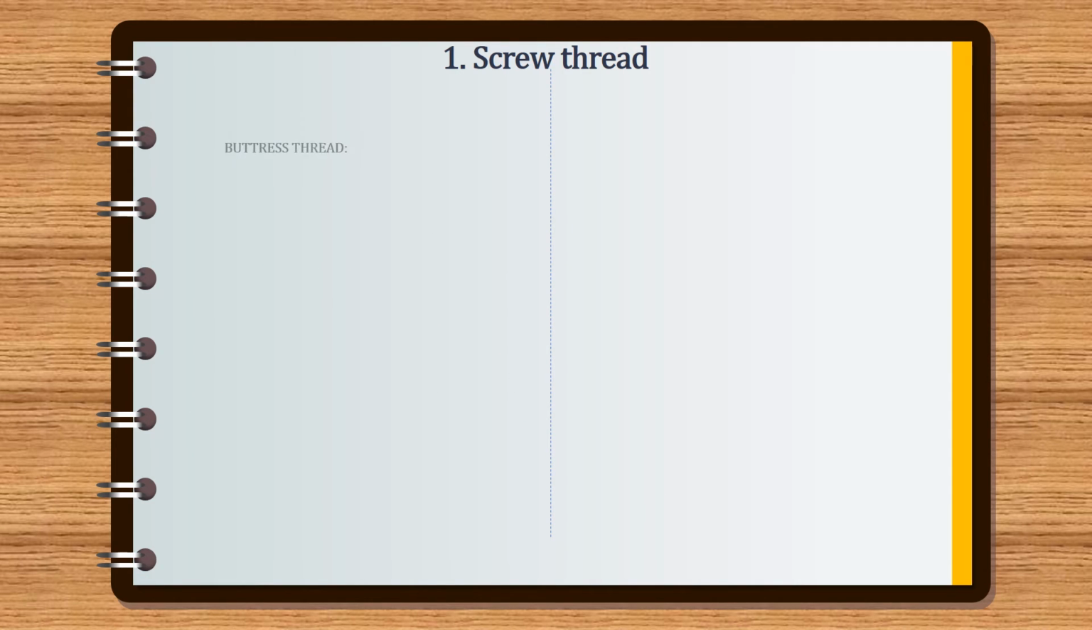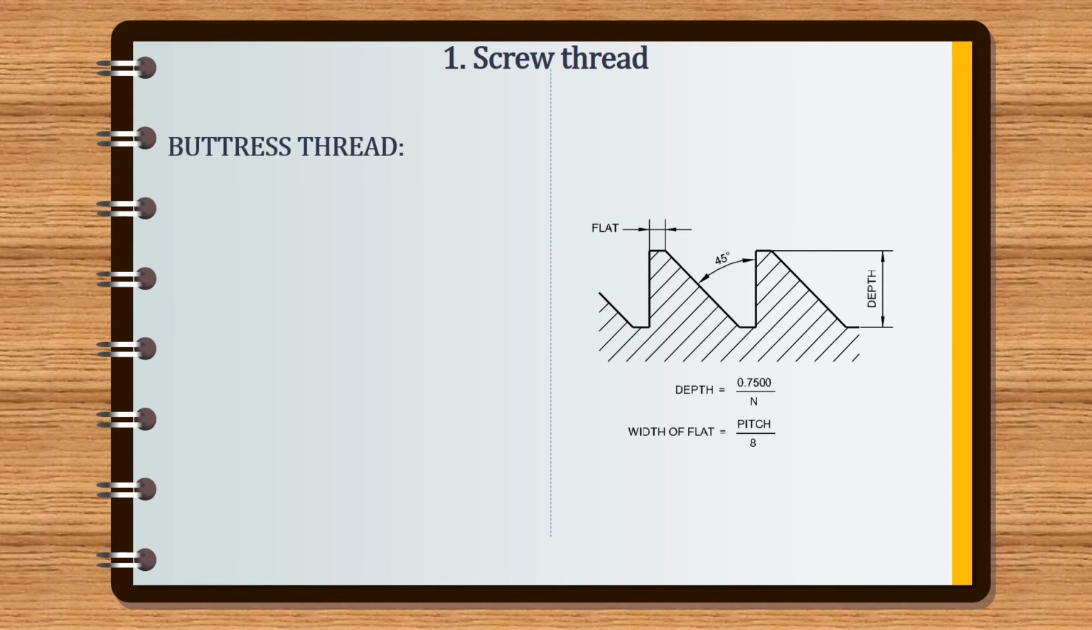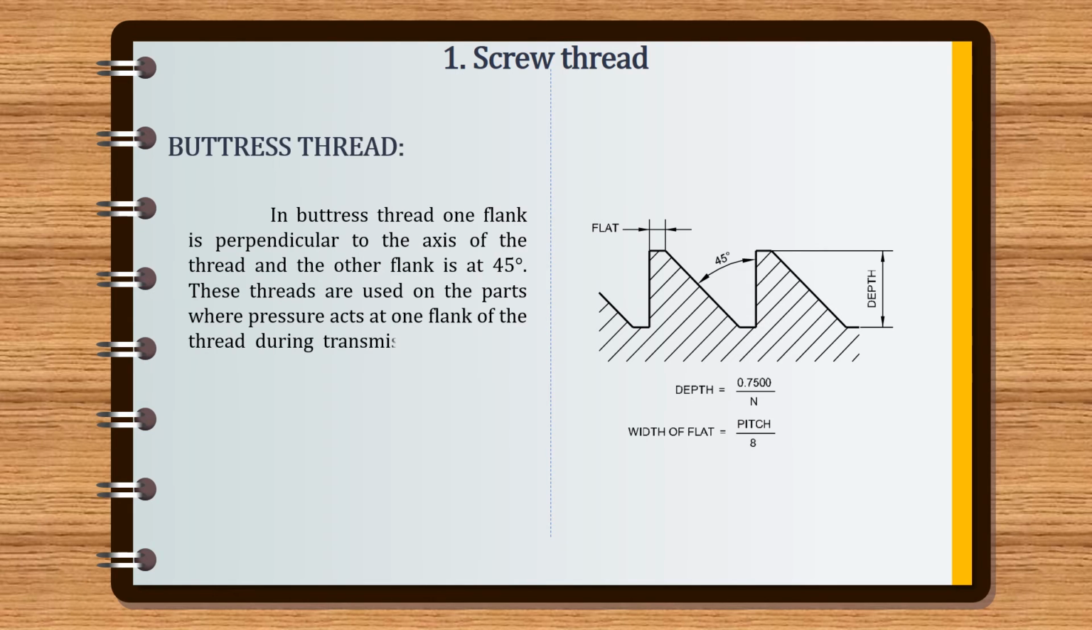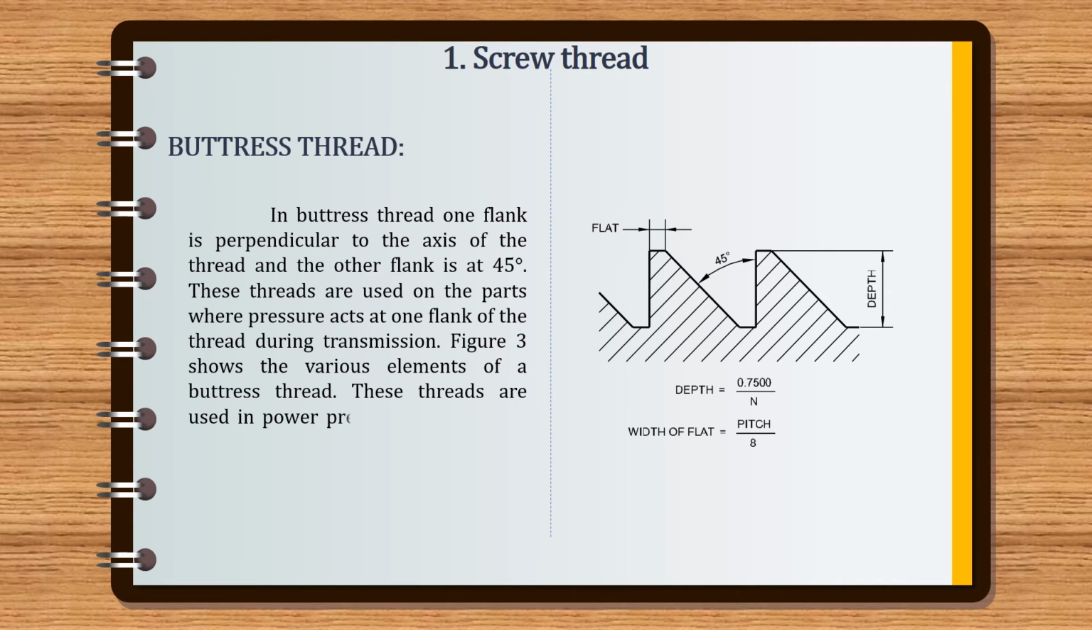Second one is buttress thread. In buttress thread, one flank is perpendicular to the axis of the thread, and the other flank is at 45 degrees. These threads are used on the parts where pressure acts at one flank of the thread during transmission. Figure shows the various elements of a buttress thread. These threads are used in power press, carpentry vices, gun breeches, ratchets, etc.